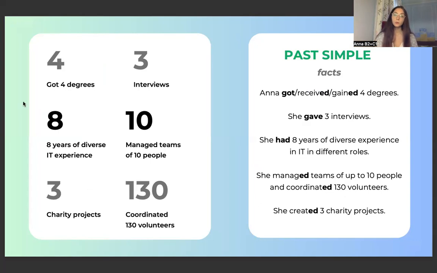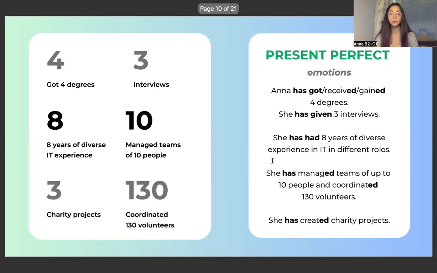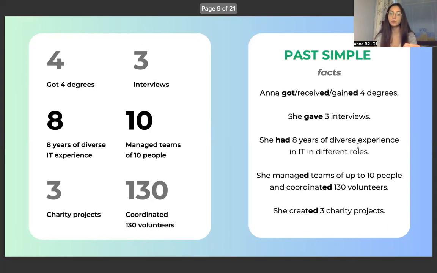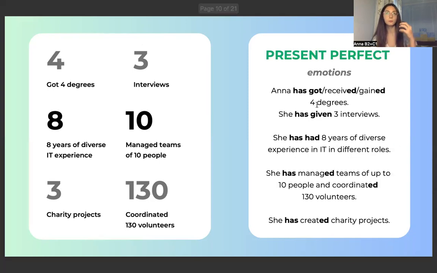So here you can see some facts. These facts you can say either in past simple, or you can say them in present perfect. It depends what you are going to state. If you want to say these just as facts, you use past simple. If you want to imply your emotions, you can use present perfect.